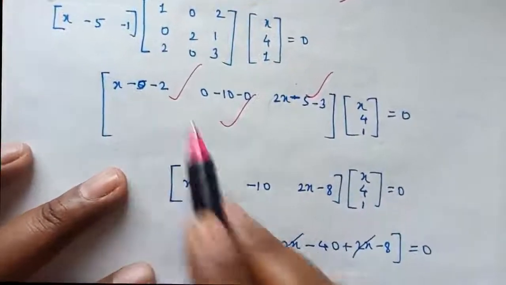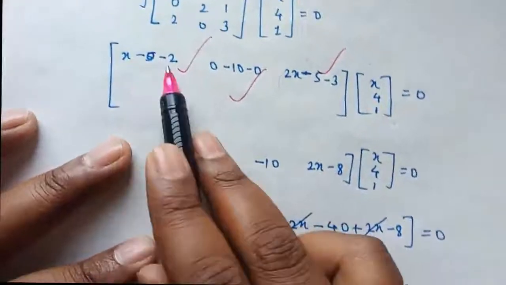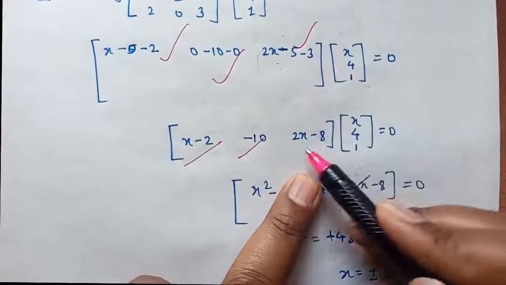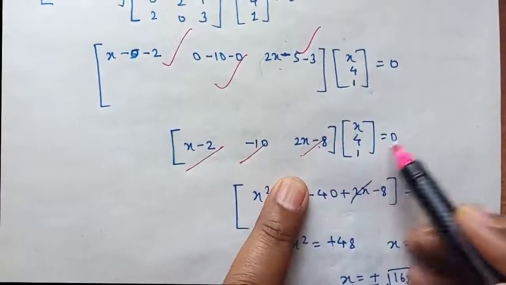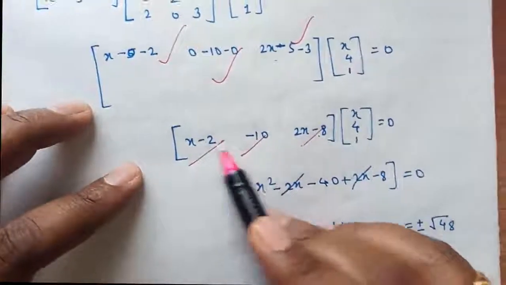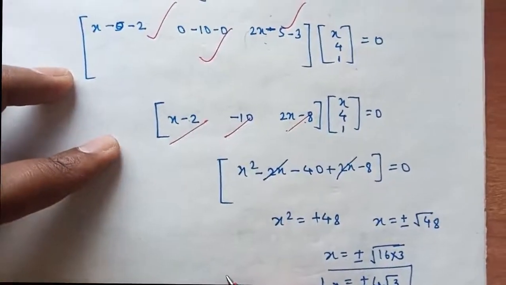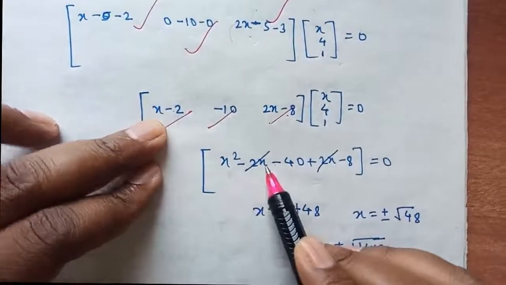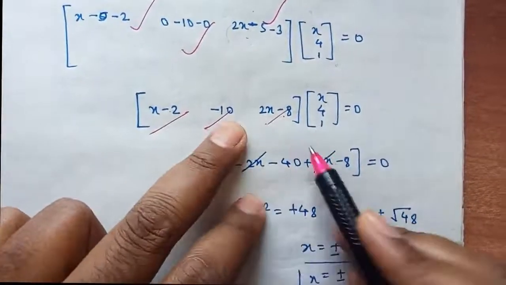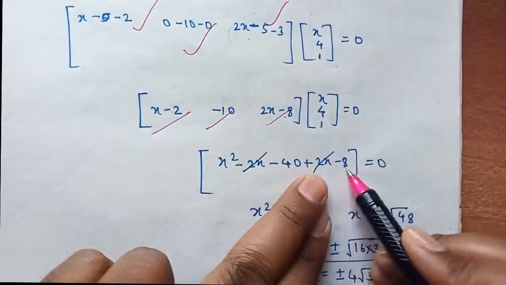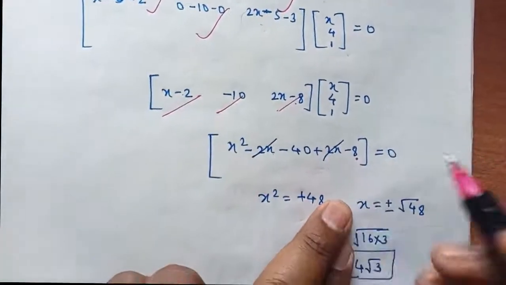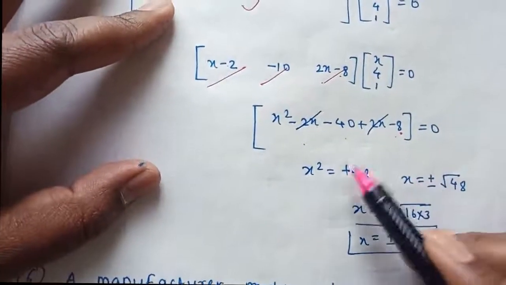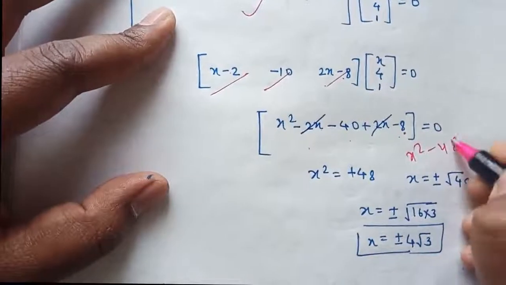So after getting all the elements in this matrix, this is equal to 0. Now I will simplify this: X minus 2 will come here, this is minus 10, this is 2X minus 5 minus 3, that is minus 8, so 2X minus 8, and X, 4 and 1 will be as it is. Now again first row, first column, so it is easily multiplicable. First row: X minus 2 into X, so X square minus 2X will come, minus 10 into 4, so minus 40, and 2X minus 8 as it is. The 2X will be cancelled, X square minus 40 minus 8, so X square minus 48 is equal to 0.